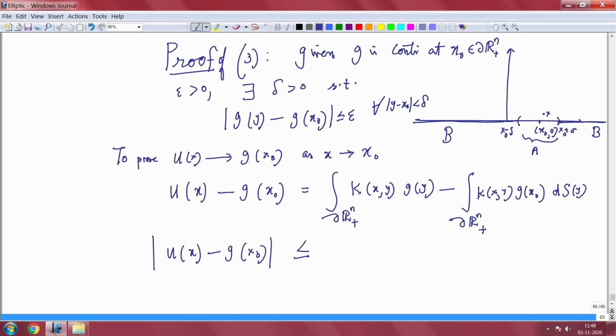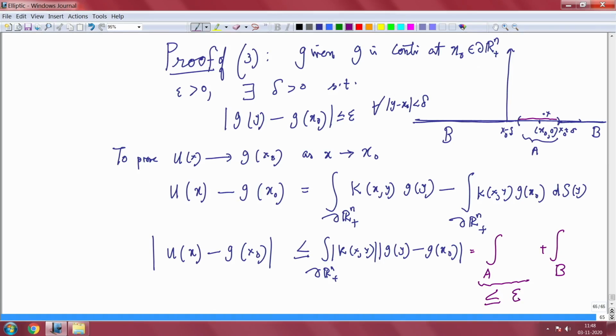So, if you compute, u(x) minus g(x naught) is less than or equal to the integral over the boundary of R n plus of k(x,y), times the modulus of g(y) minus g(x naught). On A, in this neighborhood, it is bounded and k integrates to 1. So, I can split this into the integral over A plus the integral over B. The first is small, less than or equal to epsilon, because g(y) minus g(x naught) is at most epsilon, and the other integral is equal to 1. So, you do not have to worry. Only we have to bother far away.